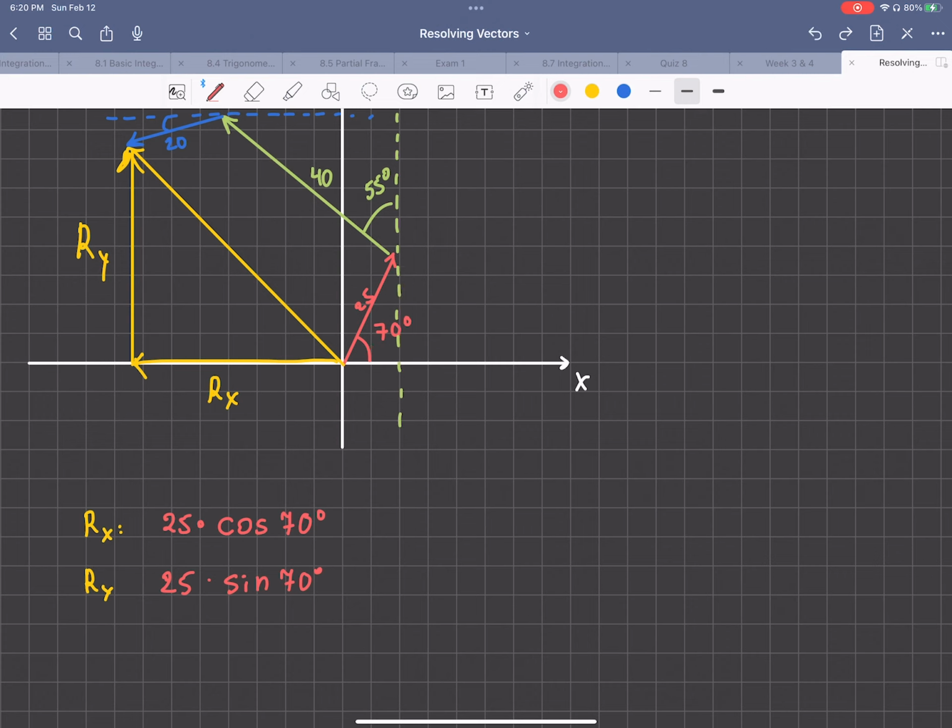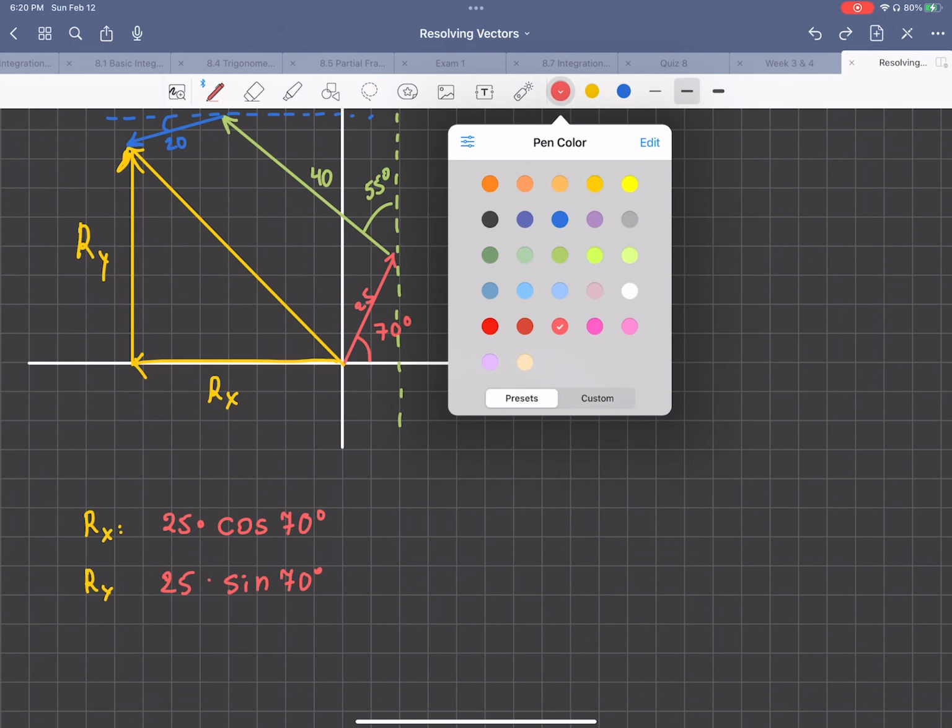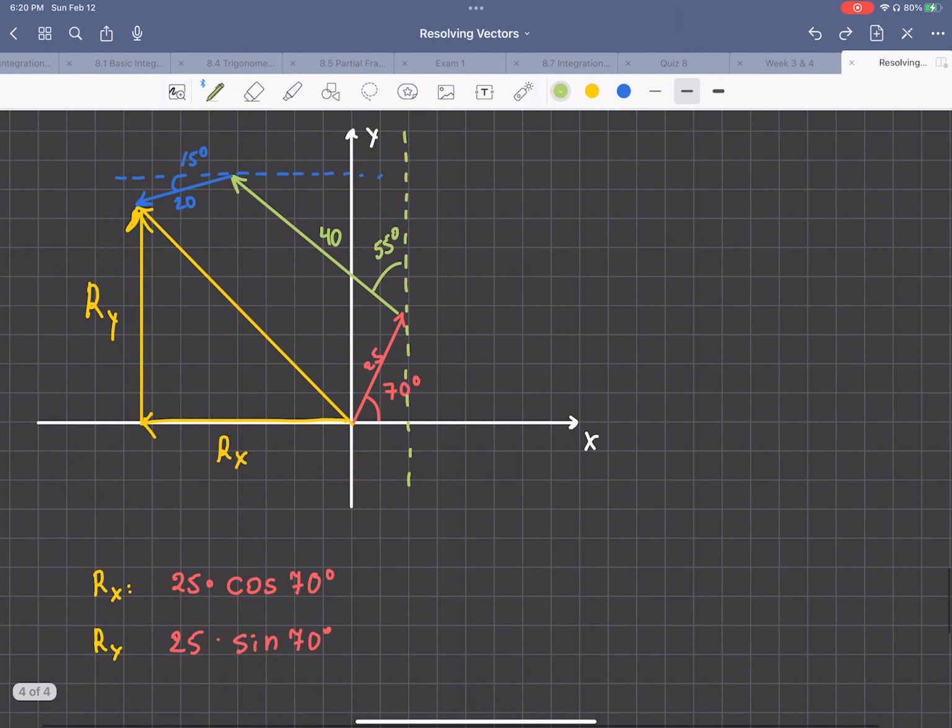Okay, I'm done resolving. There is no third dimension, so we only need x and y. I'm done resolving this red vector. Moving on to green vector. Here, I need to think. With red vector, I was in first quadrant. But with green vector, I know that its y component will be positive.